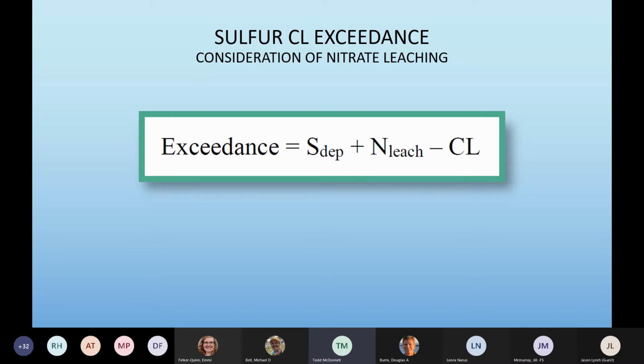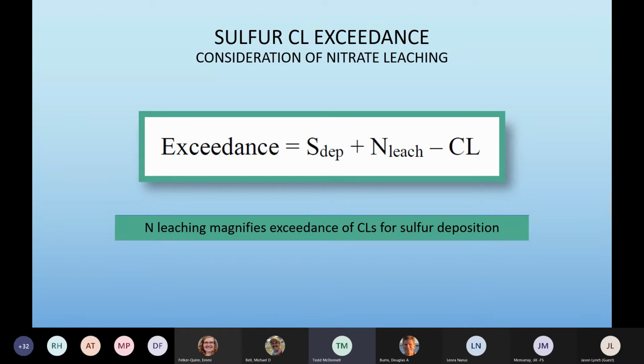Anyways, you can also include, like Jason was showing, the nitrate as well. You can either put those long-term steady state terms in the critical load equations, or you can address nitrate leaching while you're calculating the exceedance. If you have an estimate of nitrate leaching for the stream reach that you're interested in, you can include that in this equation, and it effectively magnifies the exceedance of the critical loads for sulfur deposition. You can consider it another stressor on the system.